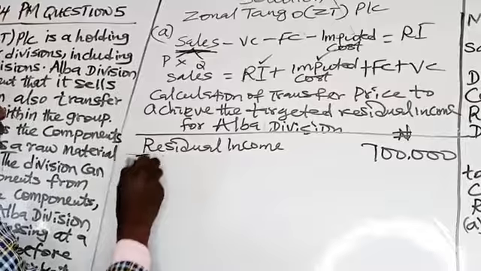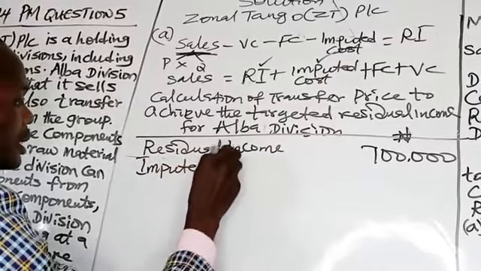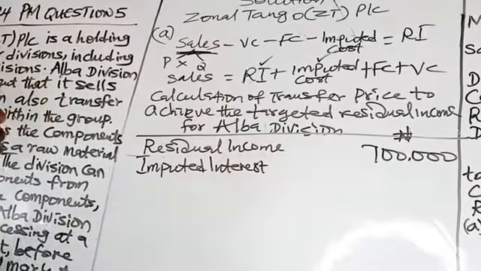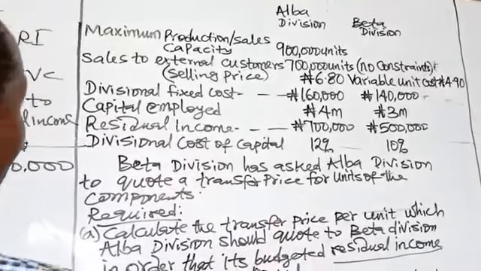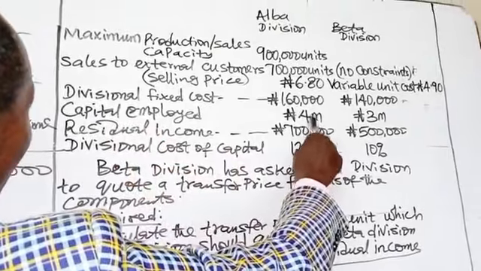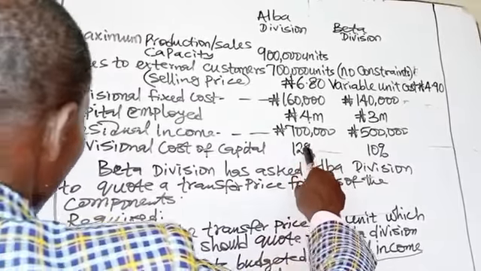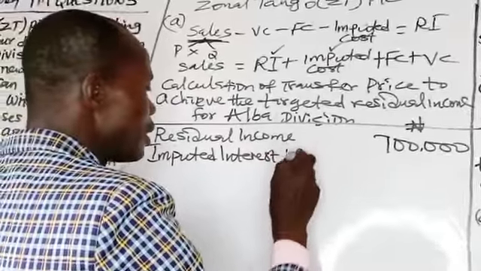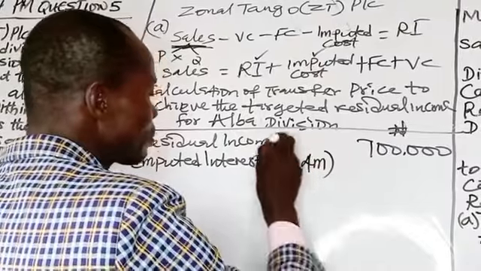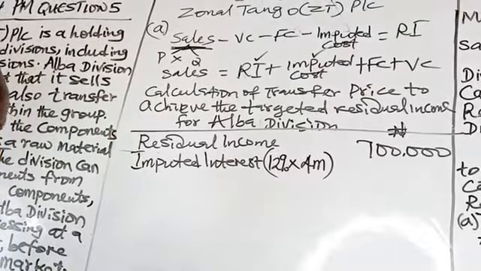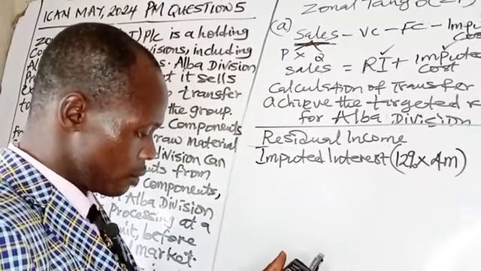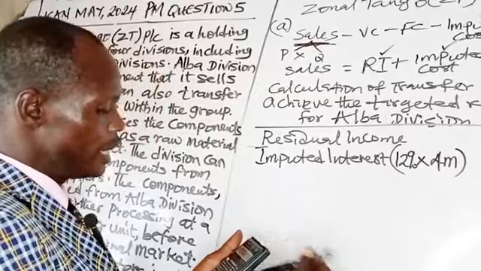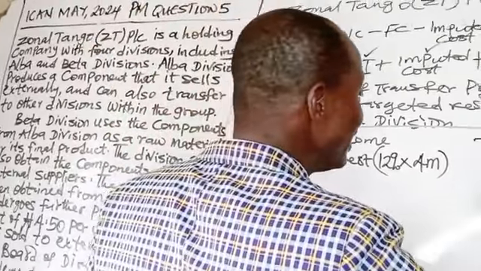So now let's add imputed interest. You'll be given the cost of capital. Go back to the question. So divisional cost of capital is 12%. If you calculate 12% of the capital employed, that will give you the imputed interest. So 12% of capital employed, which is 4 million naira. 12% of 4 million gives us 480,000. That is the imputed interest.